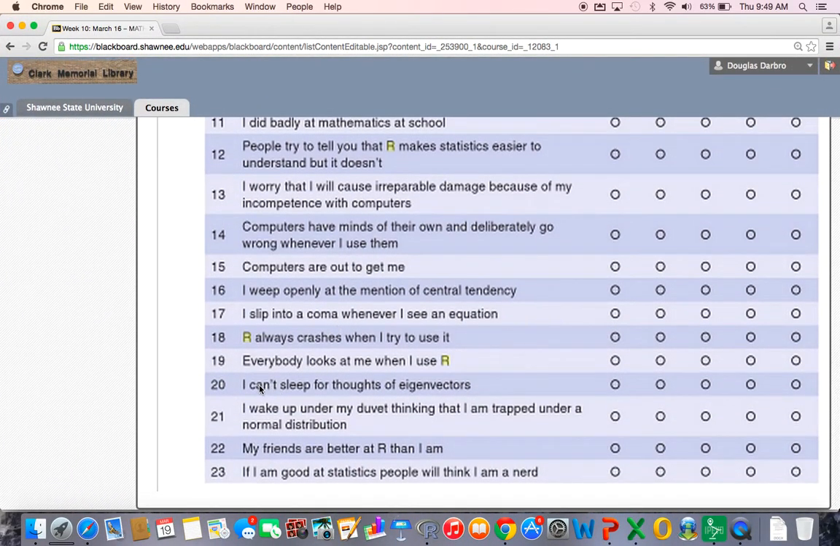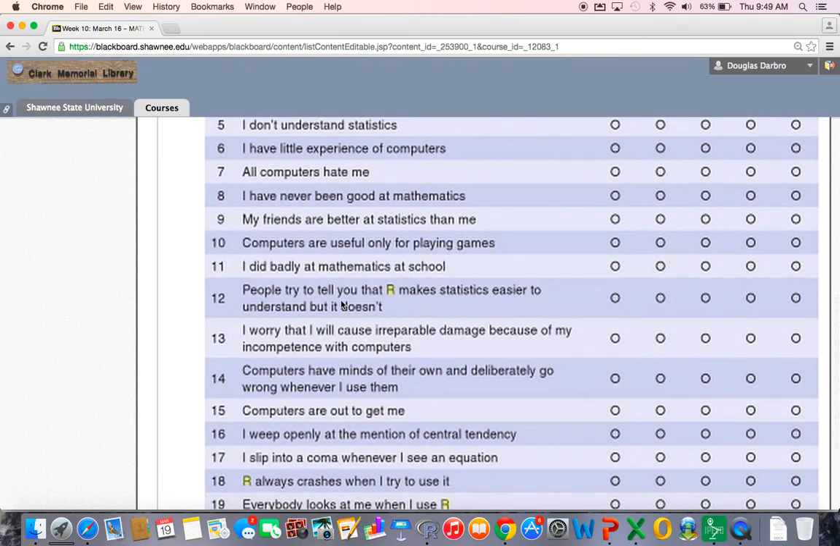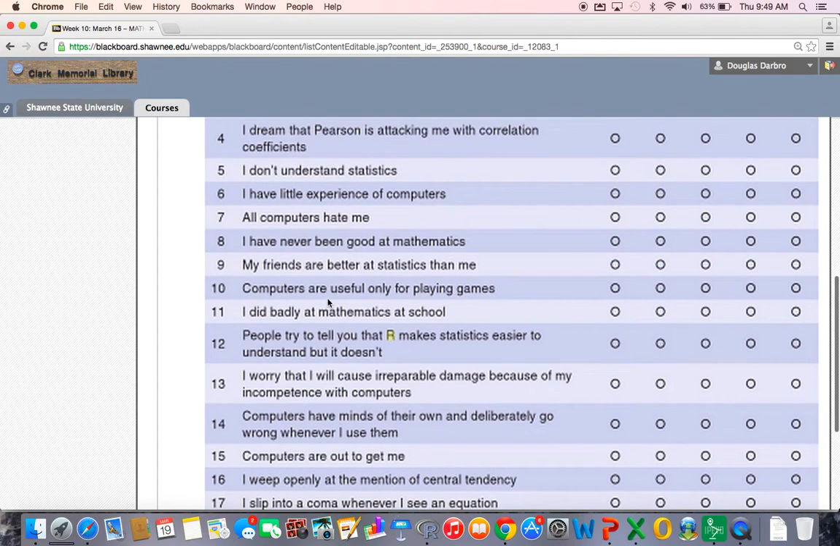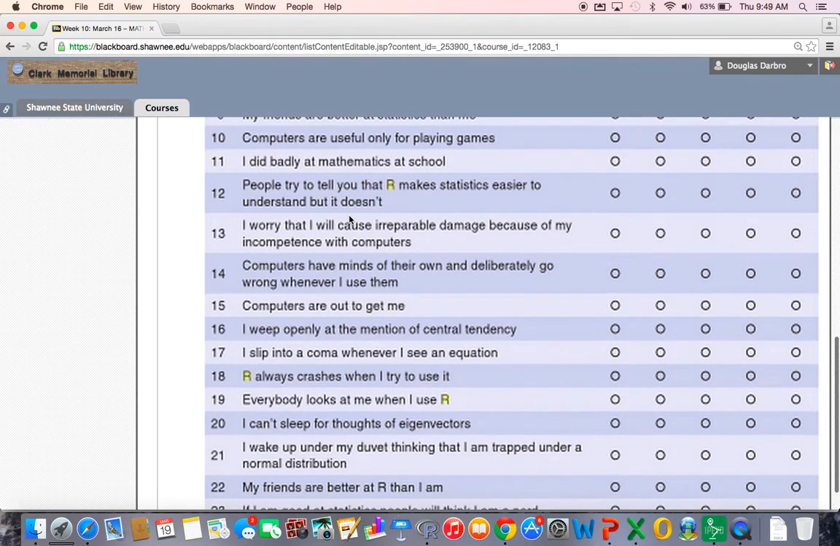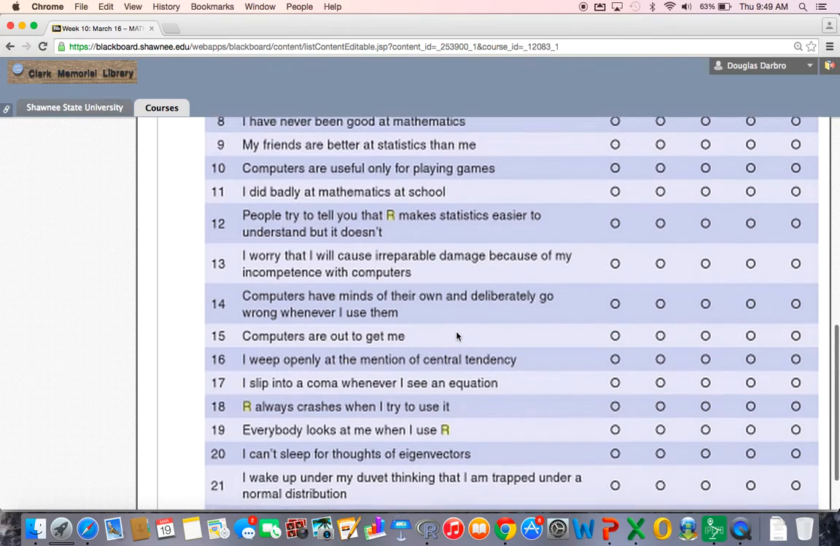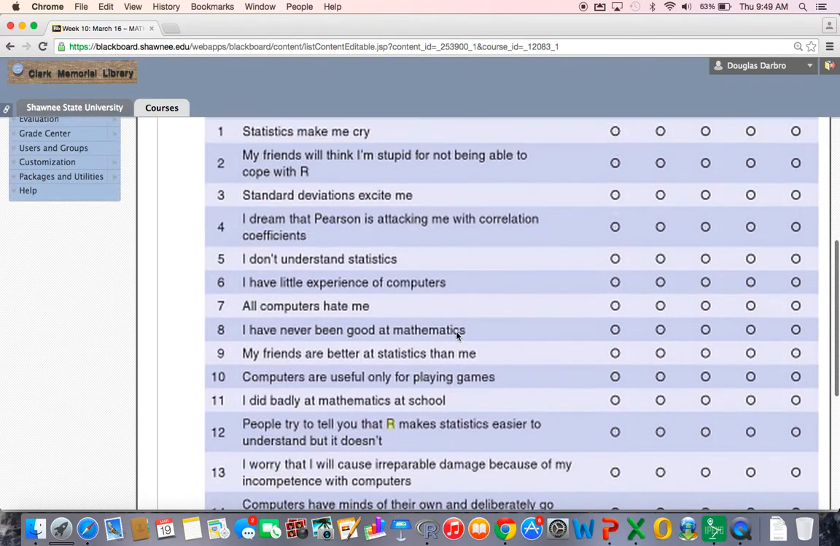So question 20, I can't sleep for the thought of eigenvectors. Okay. I wake up under my duvet thinking I'm trapped with a normal distribution. Okay. Question number 3, standard deviations. Starting to see a pattern. Number 12, that's the one I think is a little vague. I'd probably consider getting rid of that. This is talking about a Pearson correlation, number 4. 16 talks about central tendency. Notice that every one of these questions has terminology dealing with statistics.